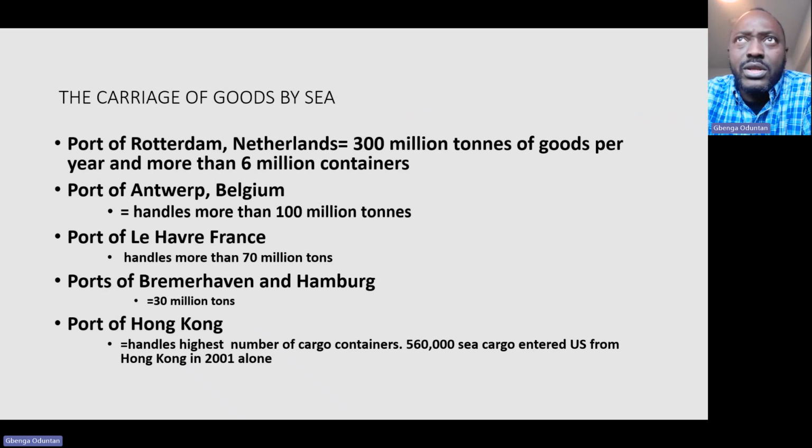Many of the major ports in the world continue to efficiently process contracts of transportation in terms of the millions of tons of goods that go through those ports on a daily basis.